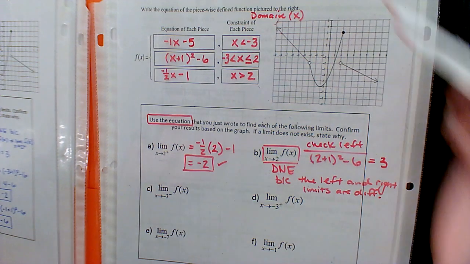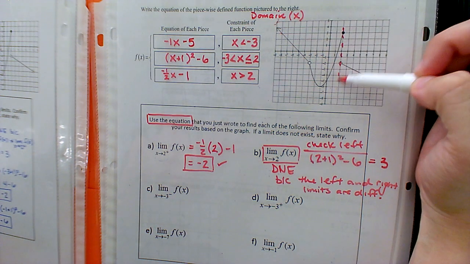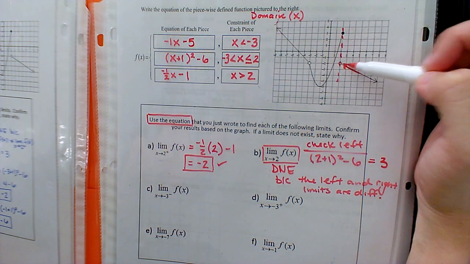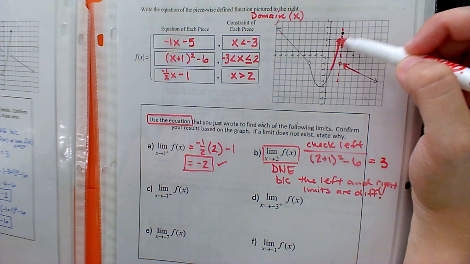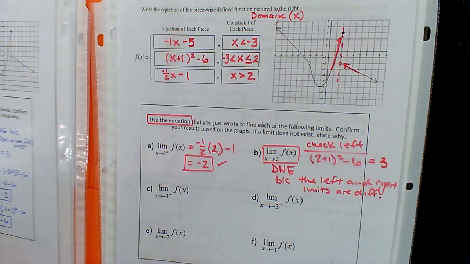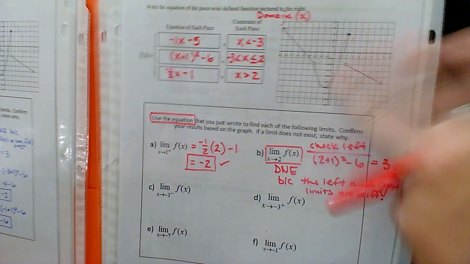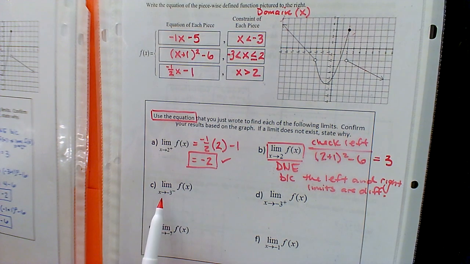And we can check that graphically. Okay, at 2, if you were to come in from the right, if you were to come in from the left, notice how they don't match. Okay, let's check out C.